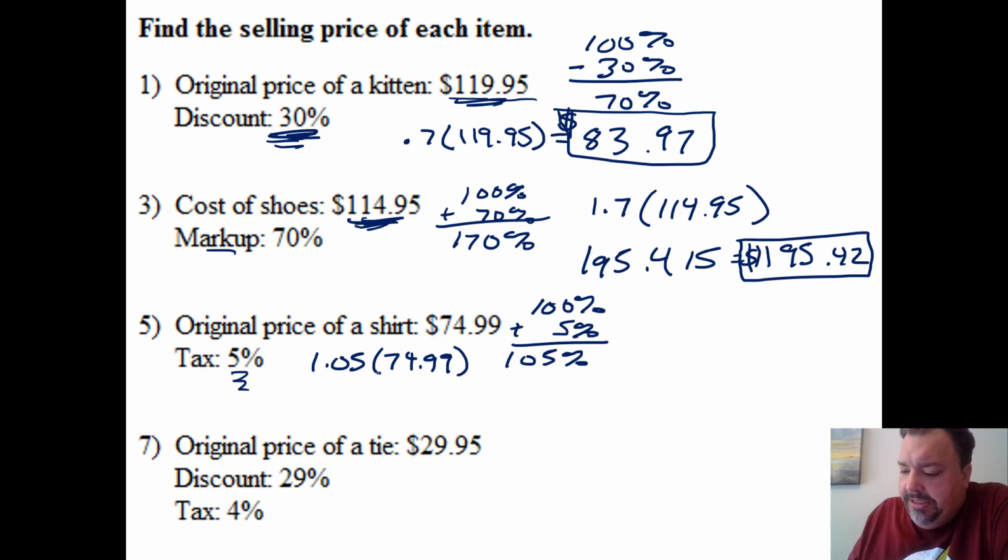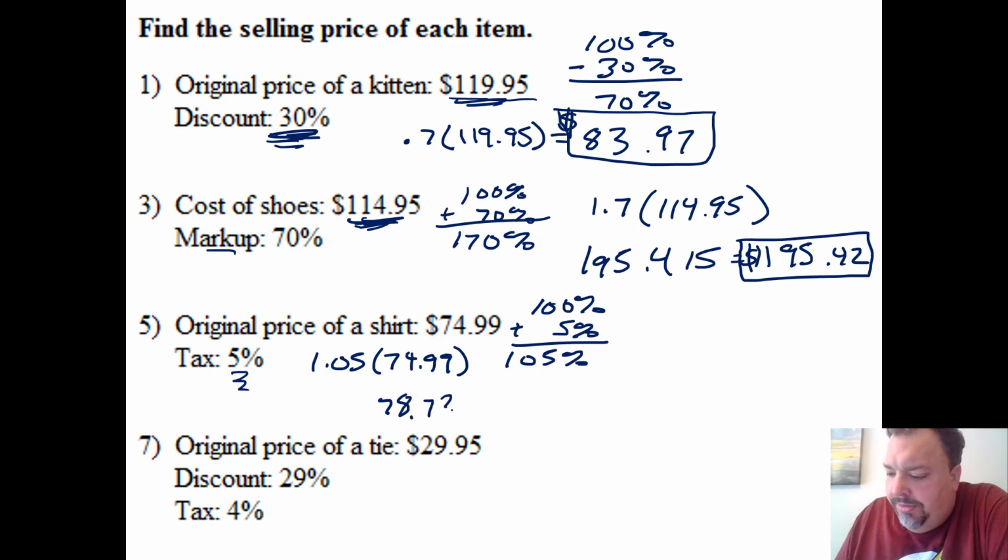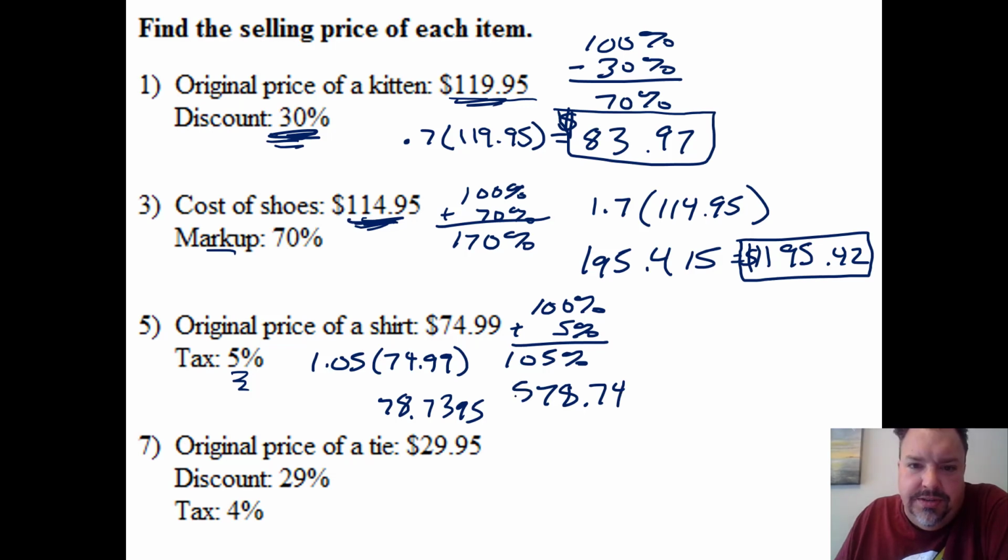We're going to type that into our calculator. 1.05 times $74.99. And we expect it to go up, and it does. Now it's $78, and we get 0.7395. Of course, we want to round that to the nearest penny, so we get $78.74.